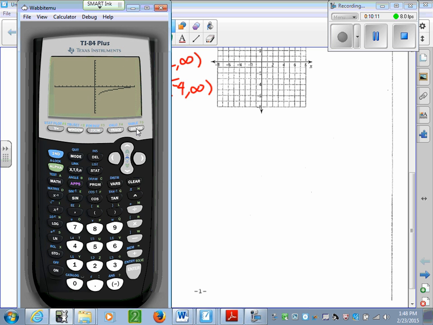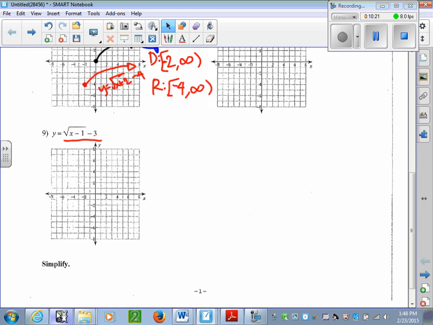All right, so number 9, we can see that we shift from the origin to the right 1 and down 3, which is what we would expect if we recognize our transformations. Remember, this is a y-axis shift of minus 3, so we went down 3 on the y, and this is an x-axis shift of plus 1. So we see what we would expect to see knowing our transformations.